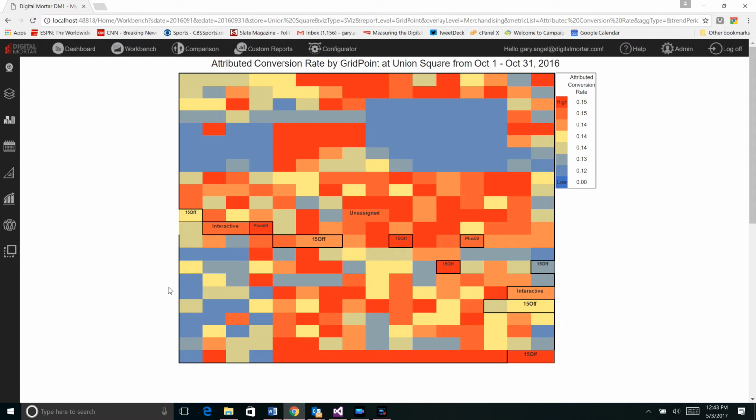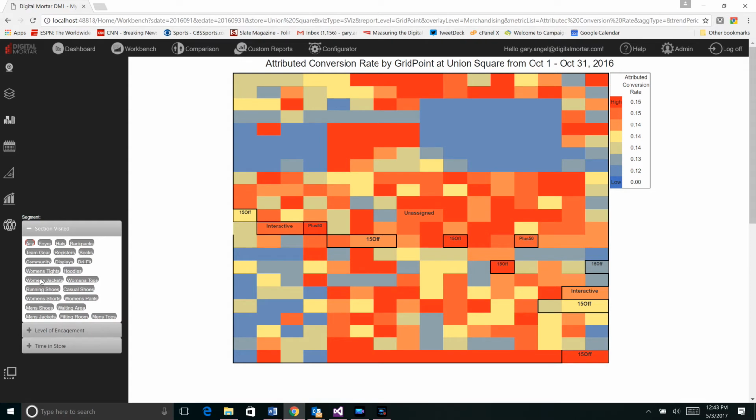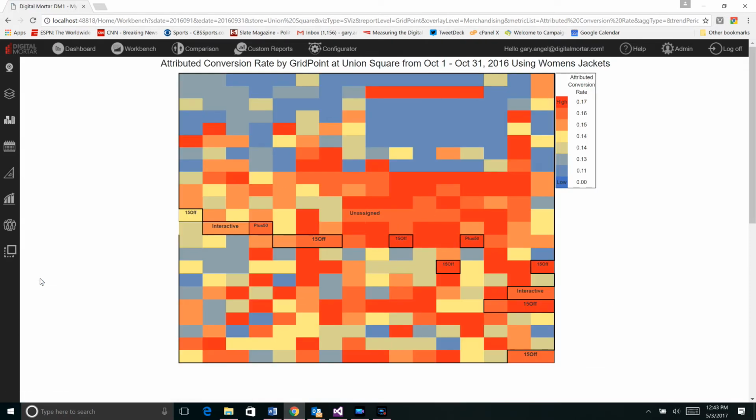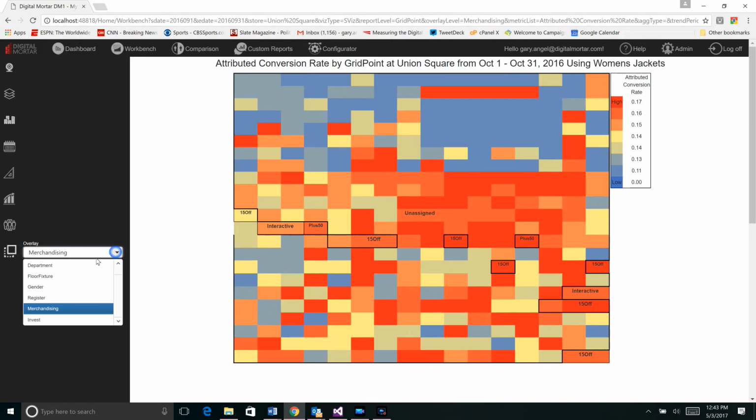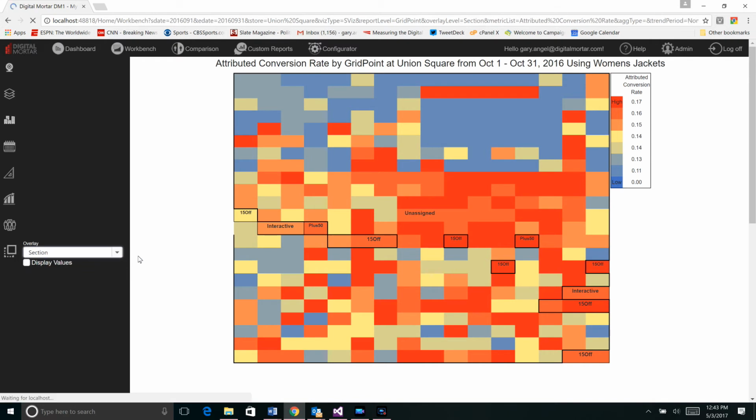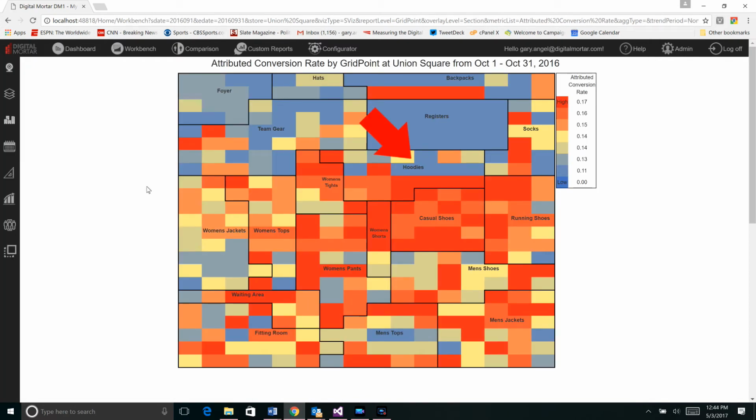If I wanted to use that promo, where might I put it to drive effective cross-sell? Well, to answer that question, I can apply a segment looking only at the people who viewed women's jackets. Let's go back up to a section level view. I can see that hoodies is likely to be a good choice, strongly related to jackets with a lot of cross-segment traffic, and it lies on that main diagonal flow that I saw at the very beginning that draws a lot of Union Square traffic. That's how I can shape a promotion strategy with DM1.